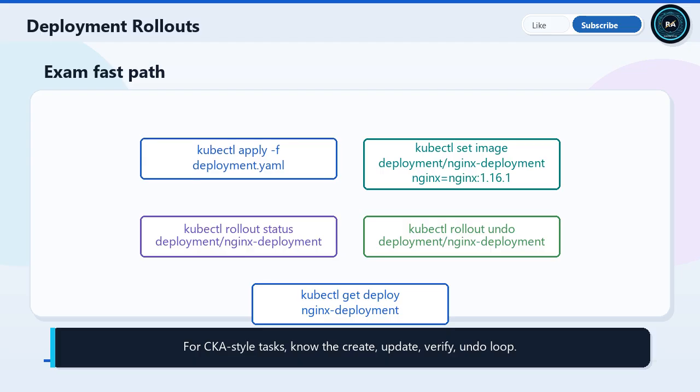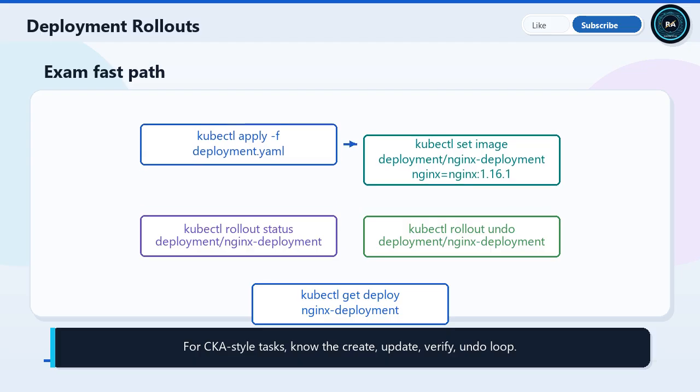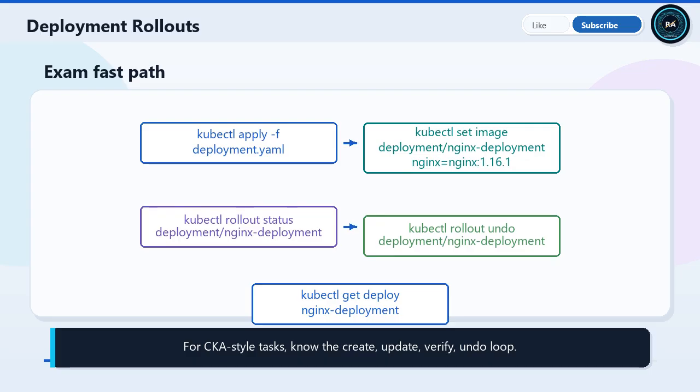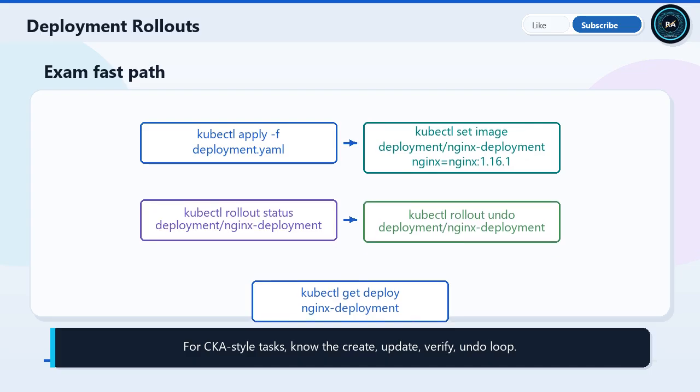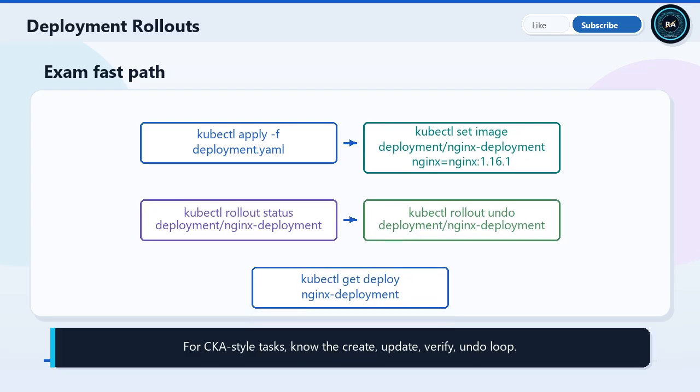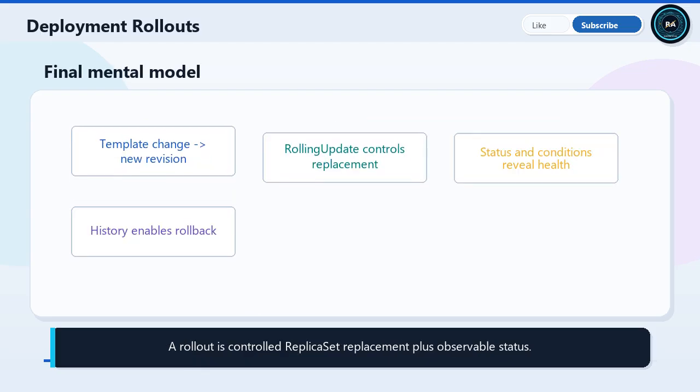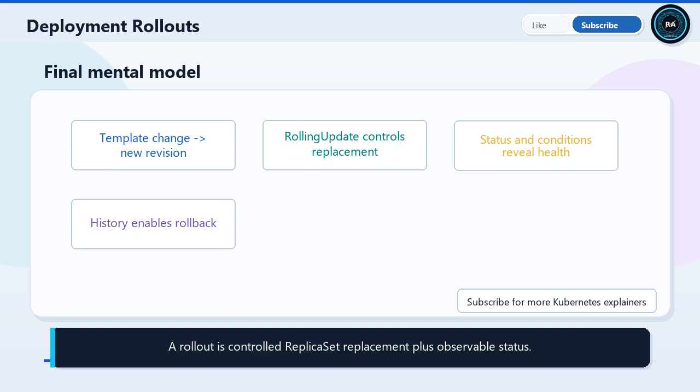For a CKA-style workflow, remember the loop: apply the manifest, update the image, watch rollout status, inspect ReplicaSets and pods, undo if the rollout is bad, and verify availability again. A deployment rollout is controlled ReplicaSet replacement. The safe operator habit is to change the template deliberately, watch status, read conditions, and keep rollback history available.